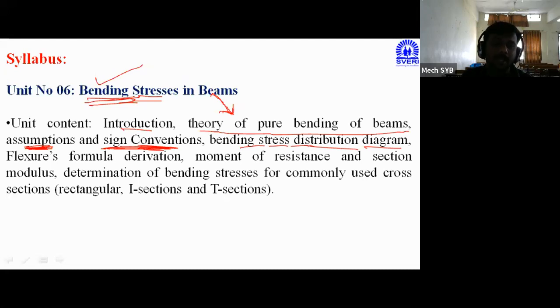Similarly, in chapter number 6 we are going to calculate the bending stress value, and that bending stress value we are going to represent in the form of one diagram, and that diagram is called a bending stress distribution diagram. मग त्या डायग्राम मध्ये आपल्याला कळते की त्या बीम मध्ये कुठं बेंडिंग स्ट्रेस मॅक्सिमम आहे आणि कुठं बेंडिंग स्ट्रेस झिरो.